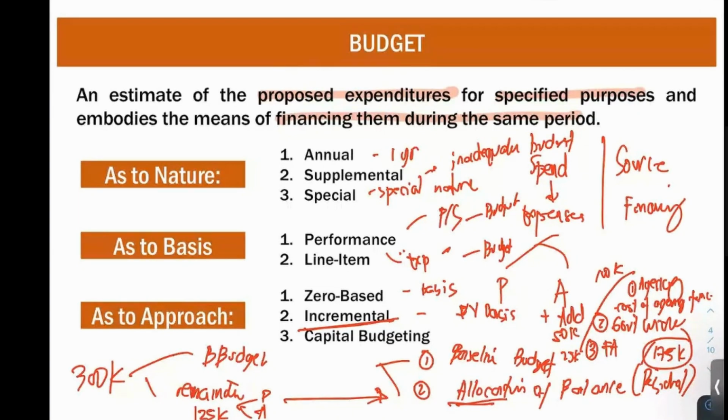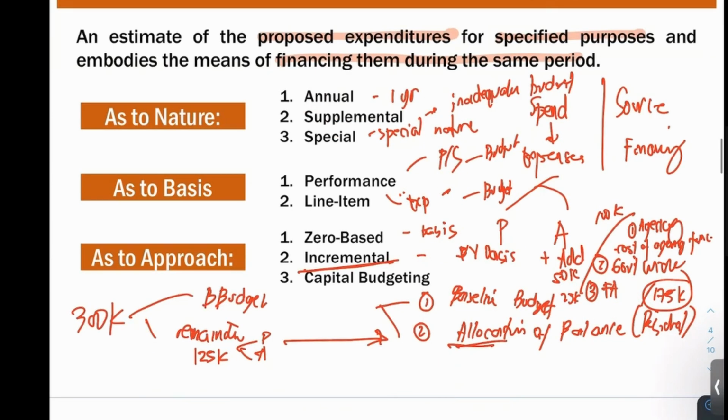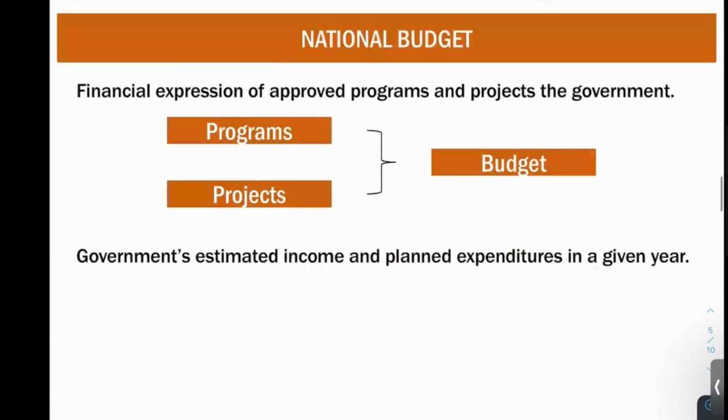That is your budget as to approach. Again, in a budget, you have expenditures. Now, you will look into your different purposes. And at the same time, you need to specify the source. Now, we also talk about your different kinds of budget as to nature, as to basis, and as to approach. Now, having those ideas about PEM, Public Expenditure Management, about budgeting, the purpose of budgeting, and budgeting per se, let's now discuss the national budget.